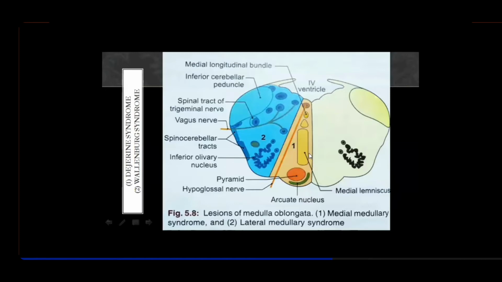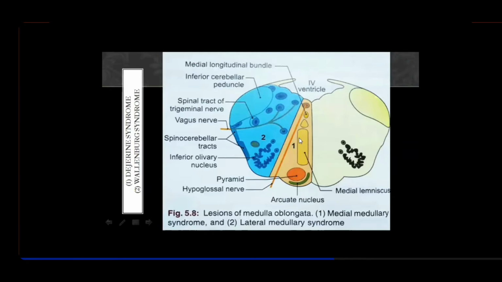Then if there is damage or lesion of this medial lemniscus, right? So these are ascending fibers and they have already decussated at what level? At the mid of the medulla. So that means these fibers are coming from here at the mid of the medulla. They have decussated, forming the internal arcuate fibers, and now they're ascending up like this.